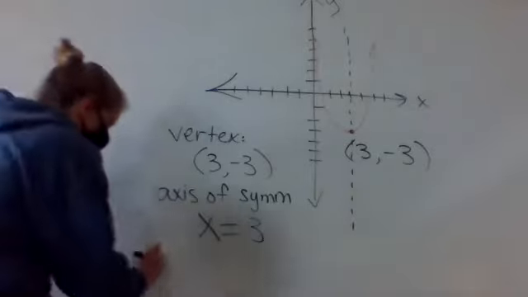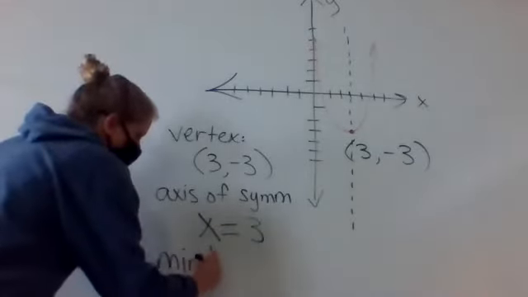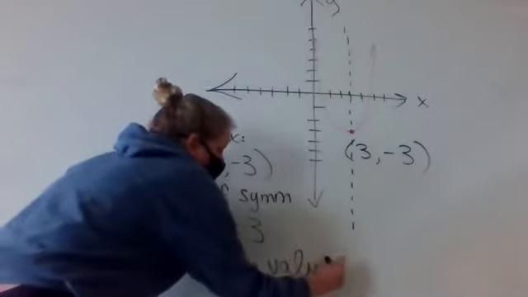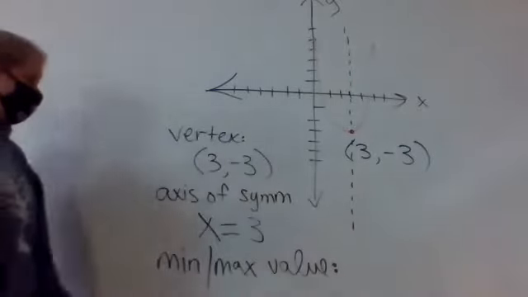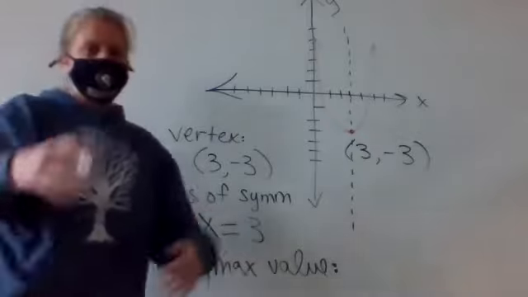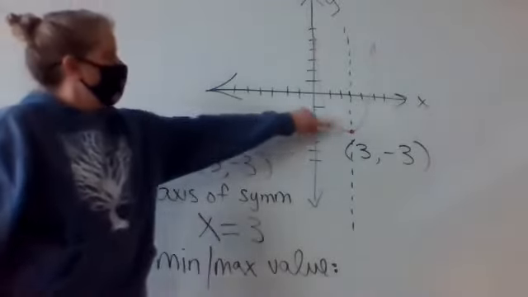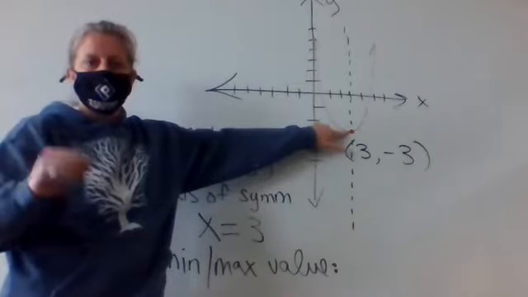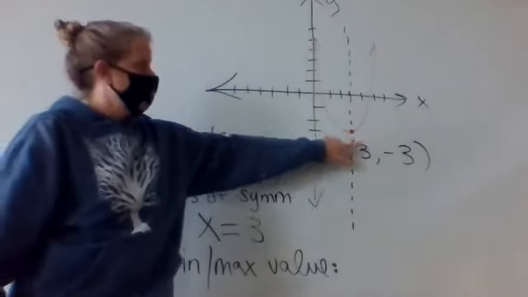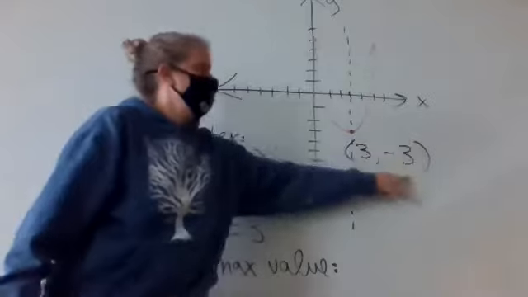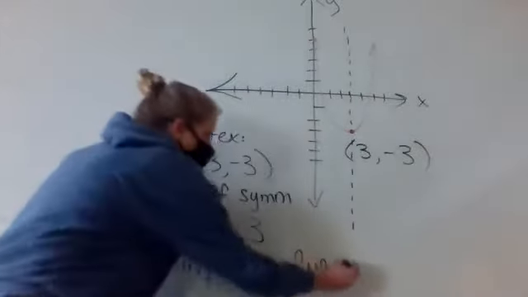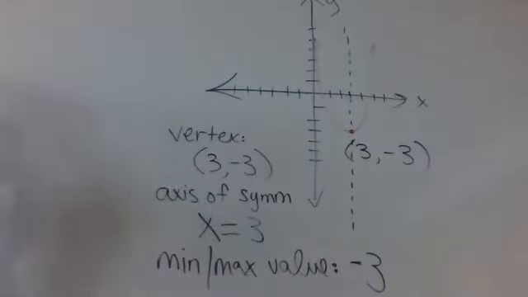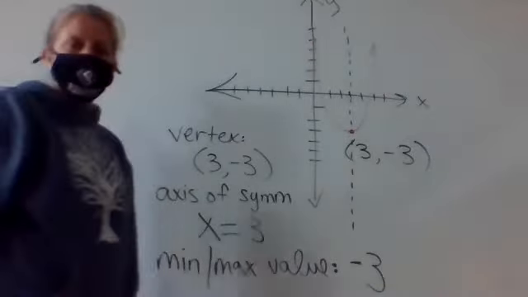And then the last part says, what is the minimum or maximum value? Okay, so it doesn't ask you to name which one it is. It doesn't say to name it as a minimum or a maximum. It just wants to know the value. This one would actually be a minimum though, right? Because it's at the bottom. So since it's this right here, that negative 3 is the minimum value. This is not an equation. It is just a number value. Okay, so that's how you would do number 1.